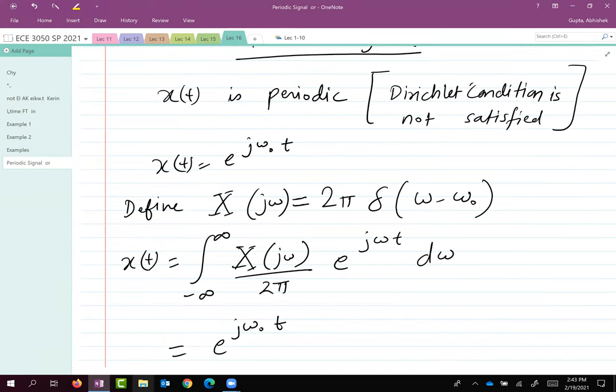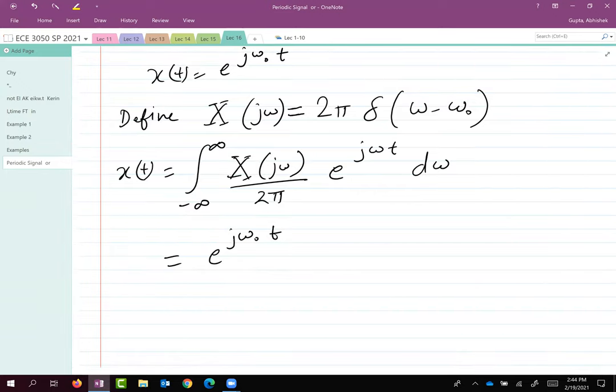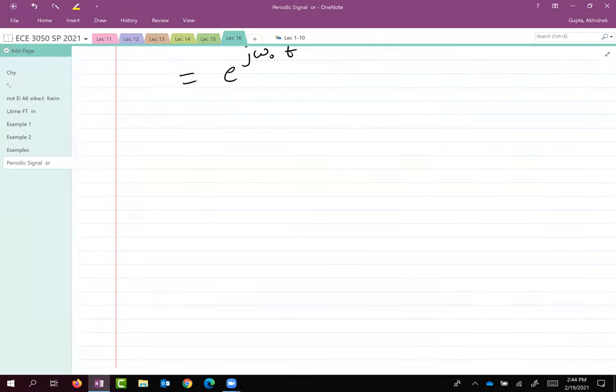Okay, so I wanted to come up with a Fourier transform for a periodic signal so that I could recover the Fourier series type expression. Now, I realized that for a periodic signal, the Dirichlet condition is not satisfied primarily because periodic signals are not absolutely integrable. So how do we define the Fourier transform for periodic signals? Well, we came up with a creative way to do that, which is to include delta functions in the expression for the Fourier transform. So if we allow the Fourier transform to include delta functions, we saw that we could recover e raised to j omega naught t.